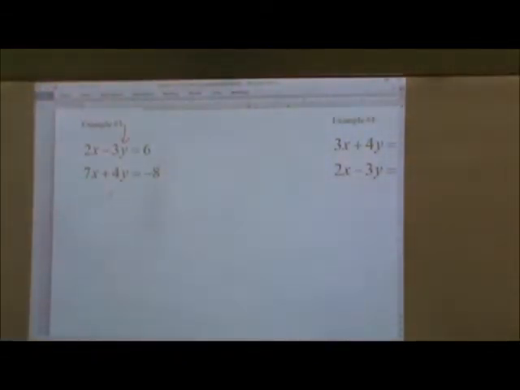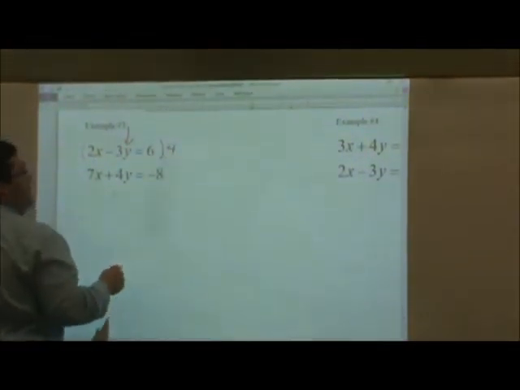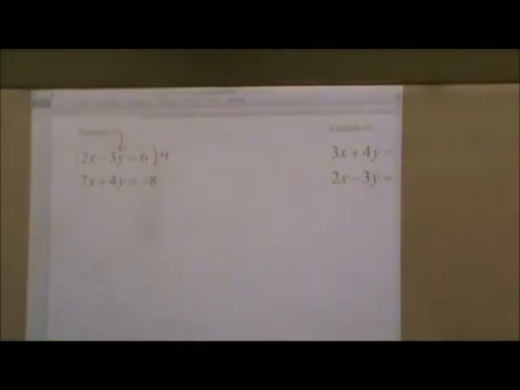And now we need to think, really using a concept you learned a long time ago, what's the smallest number that 3 and 4 both multiply to? Or what's known as their least common multiple? Well, that number would be 12. What do you have to multiply the top equation by to get 12? Well, I got to multiply that 3 by 4. What do I got to multiply the 4 by on the bottom? The 3.